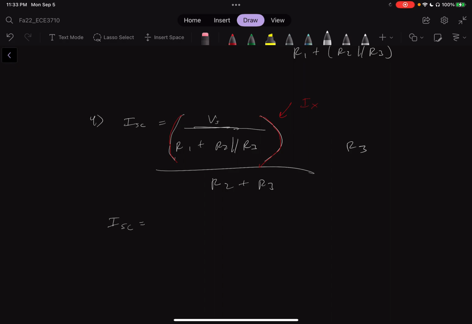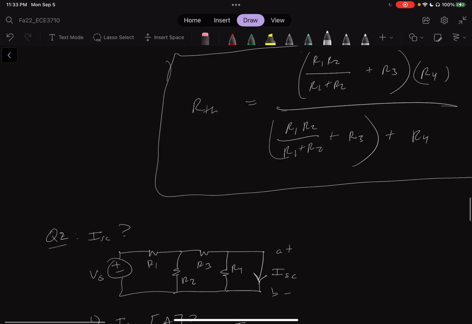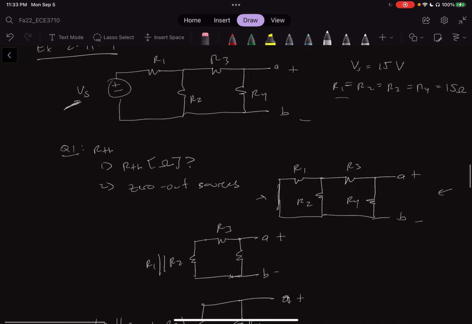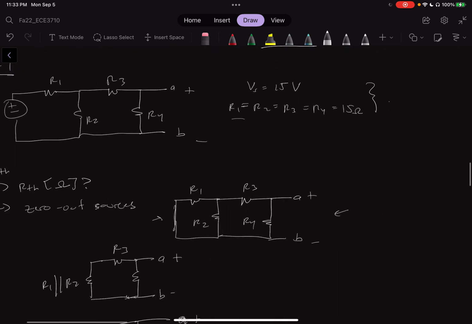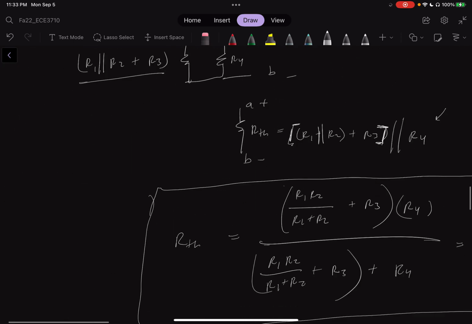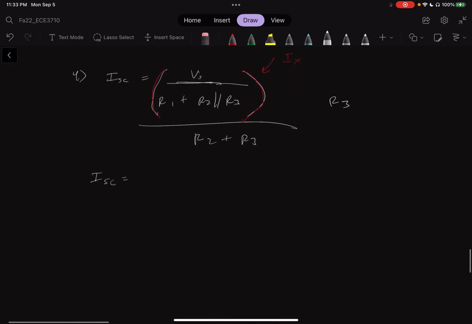So ISC, using the numbers provided to us, Vs is equal to 15, all the R is equal to 15 ohms, you will get that ISC is equal to 0.33333333 amps.